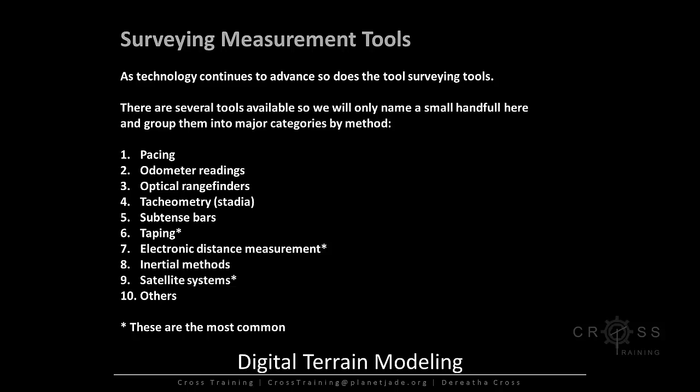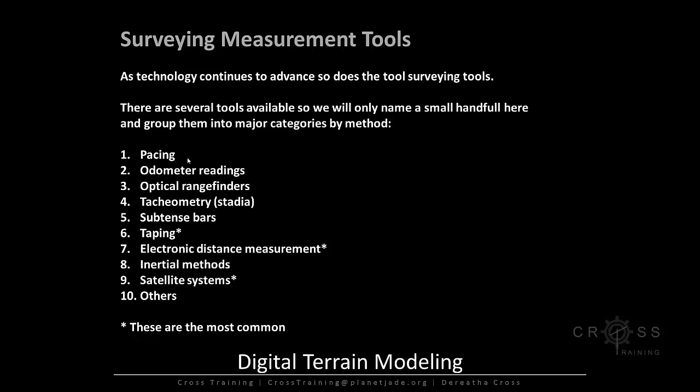And then there are surveying measurement tools. I talked a lot about LiDAR, how there's an aircraft involved, and some lasers and all that fancy stuff. Here I'm going to talk about some different types of tools, grouped into broad categories. I have 9 major categories, and a 10th one, classified as other. The reason we have an other category is that as technology continues to advance, so do the surveying tools. Today these may be the surveying tools, and tomorrow it may be a completely different list. There are several tools available, so we're only going to name a very small handful and group them into major categories by method.